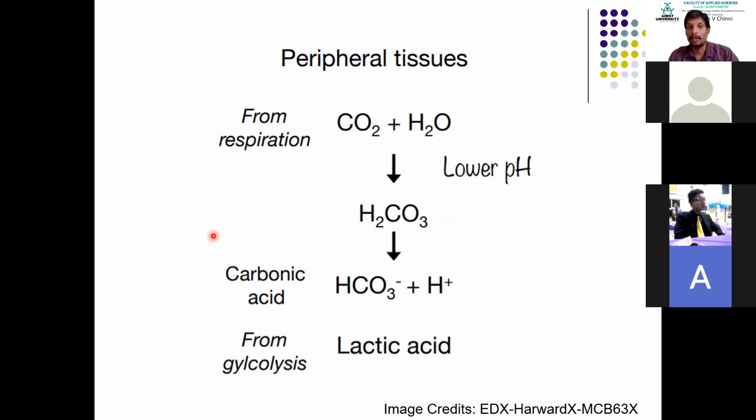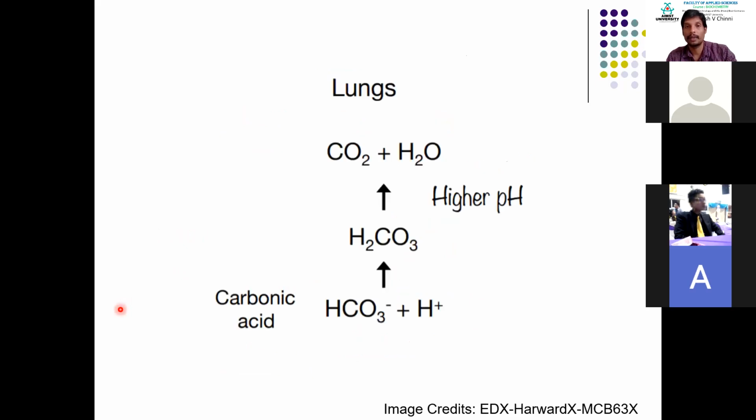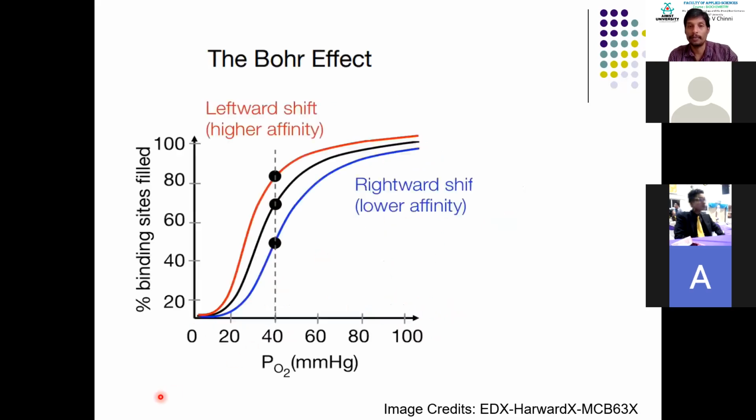Whatever it is, it gives an acidic condition in the peripheral tissues. After the respiration process, it will produce a lot of acids, and it has a low pH. And what happens in the lungs? In the lungs, this carbonic acid is released as carbon dioxide and water. Thus it will increase the pH. There are no protons there, not many protons. So the pH in the lung area will be high, comparatively.